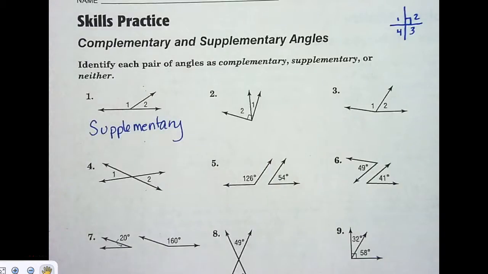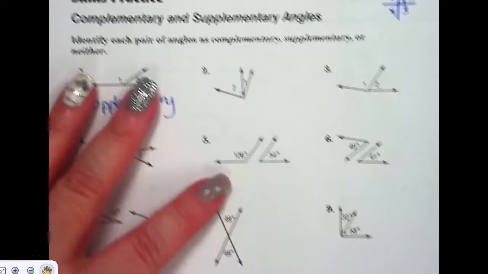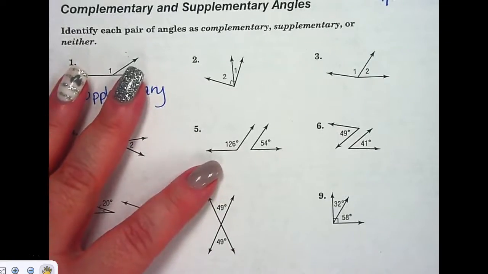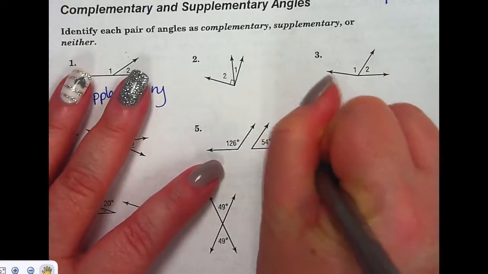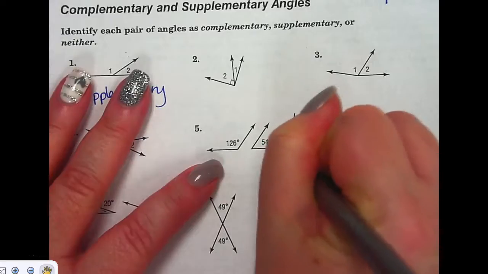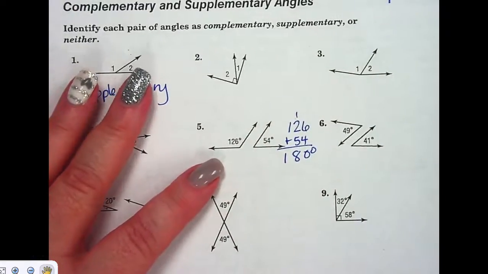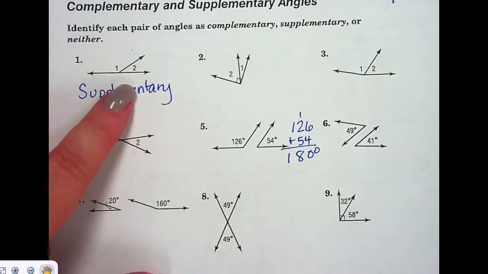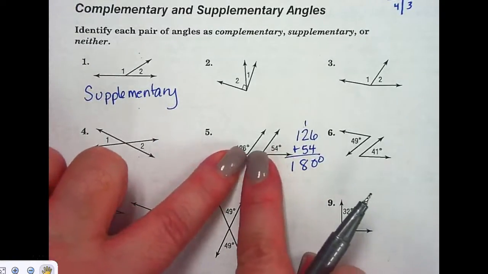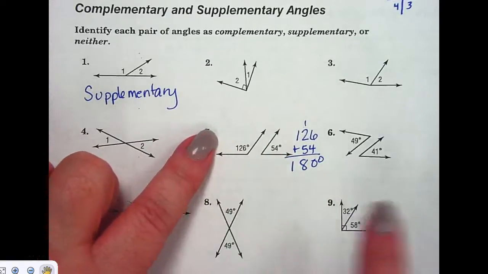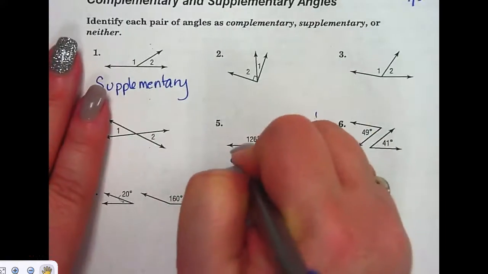All right. Someone tell me about 5. Yes. Supplementary. Can I prove that they are supplementary? Add. Let's add. 126 plus 54. 180 degrees. In math, you've got to have some proof. Here my proof is I see they make a straight line. Here it looks like if I just move them close together, they're going to be a straight line, but you really need to do the proof to do the math.